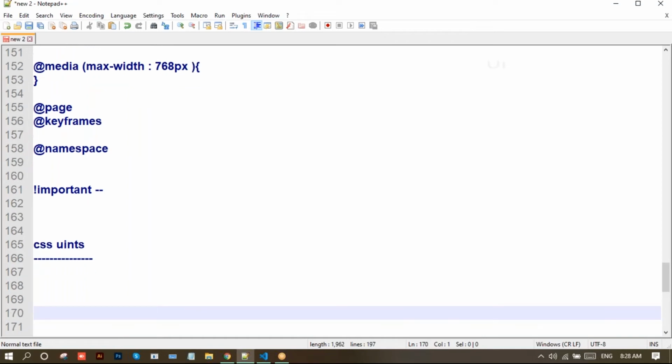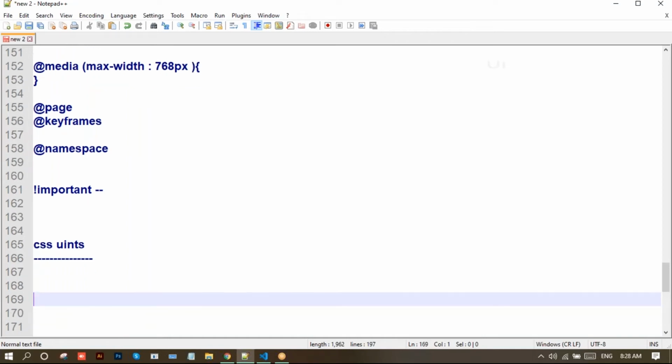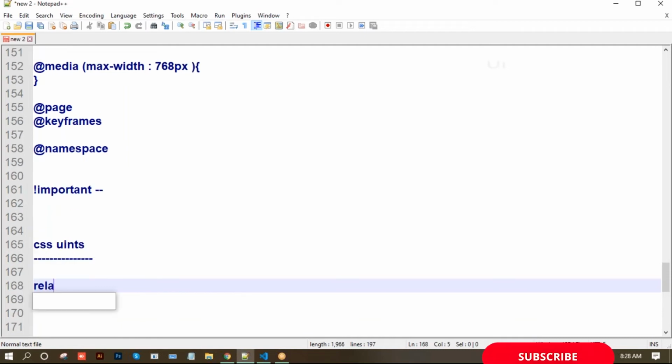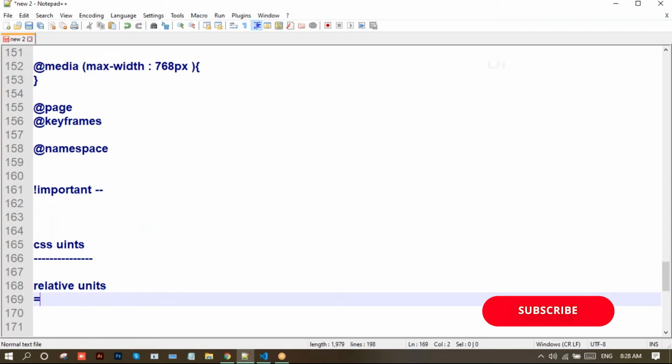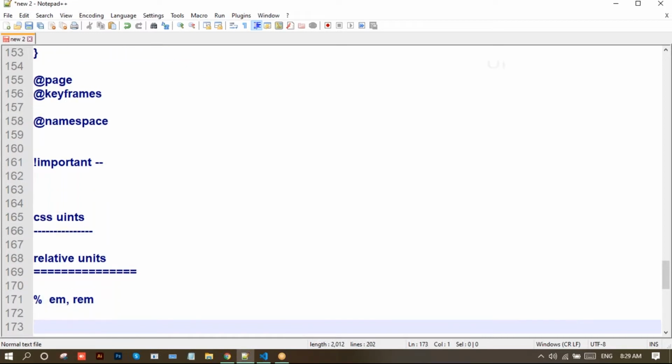You know percentages, pixels. So CSS units are broadly classified into four types. One is relative units. In relative units, we have percentages, em and rem.